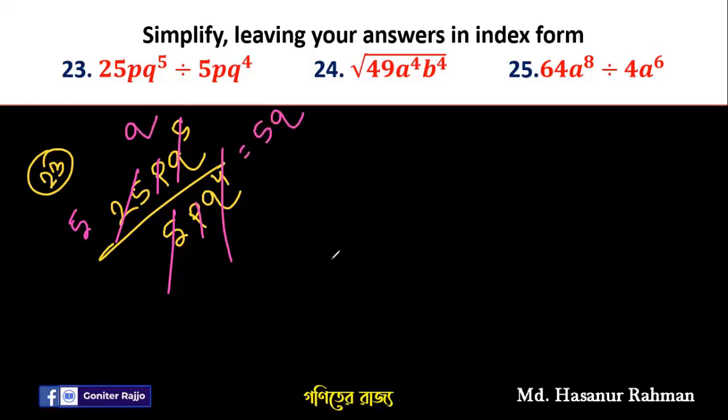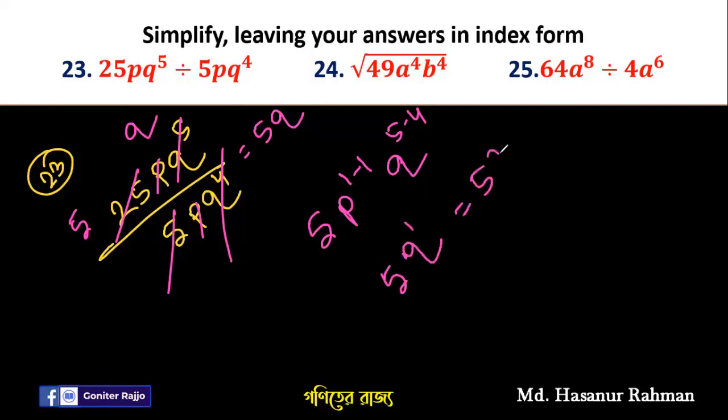Or we can solve it in this way also. 25 divided by 5, that will be 5. p to the power 1 minus 1 and q to the power 5 minus 4. So 5, p to the power 0, that is 1, and q to the power 5 minus 4, that is q to the power 1. So the answer will be 5q.